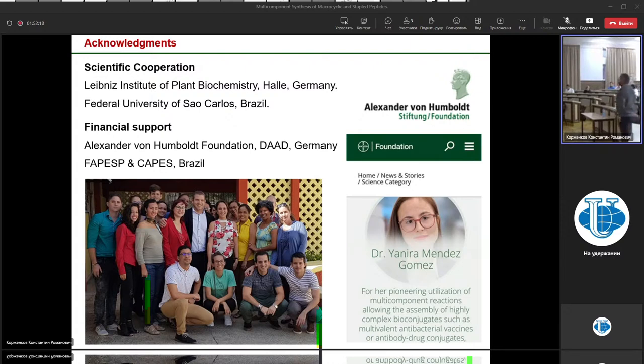And this is the student, Yanira Mendez. She got the Bayer Prize while being in Cuba, and this is very relevant. She got the annual prize for the PhD thesis because she developed all the multi-component technology to produce vaccines and antibody drug conjugates. So I'm very proud that she, doing a job there, was awarded by an international pharmaceutical company.